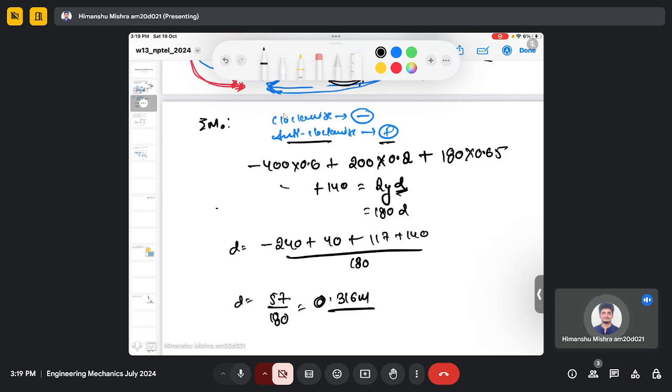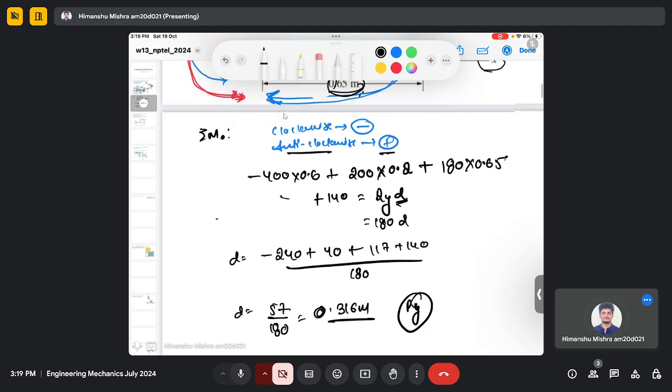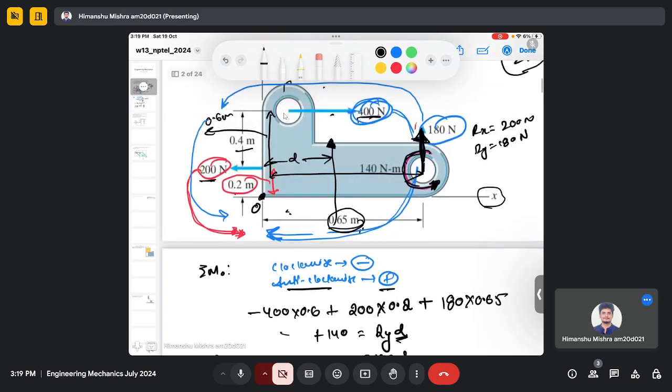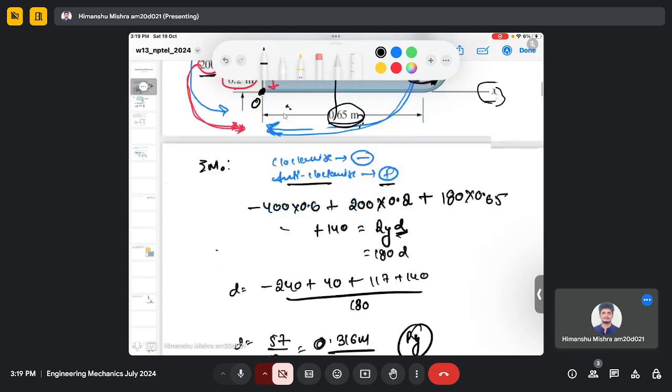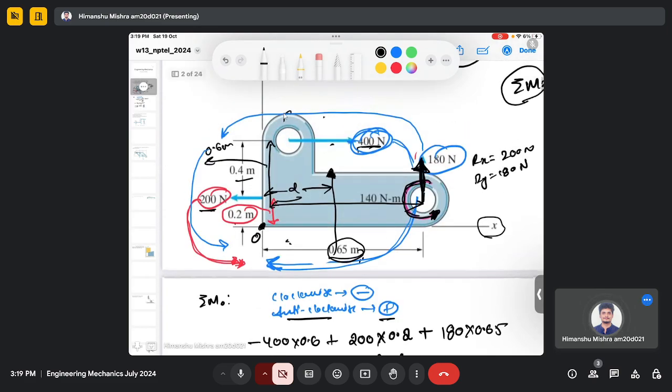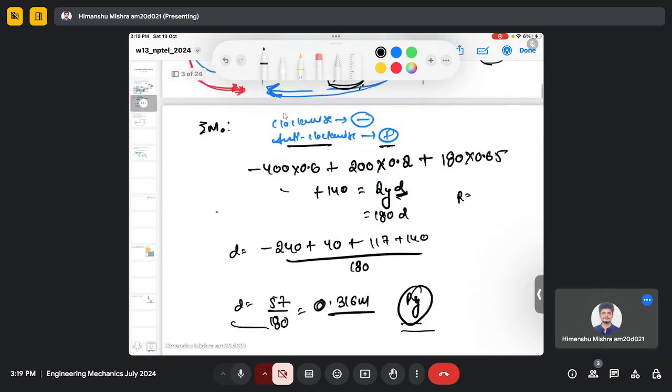So this is the direction of force Ry, or the resultant component in the y direction, from point O. So this is the distance from point O for the force Ry which is acting, and the resultant force was around 269 Newton. So these are the unknown quantities we needed to find out.